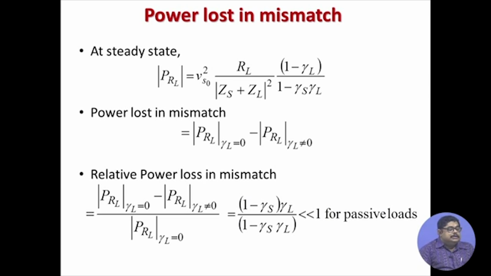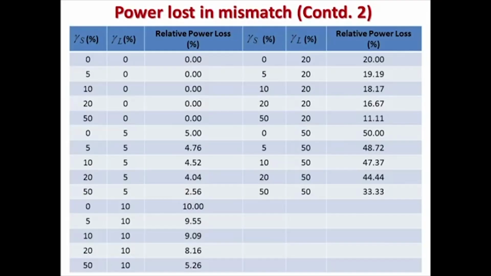So, this is much less for passive loads, because for passive loads all these reflection coefficients are less than 1. We have seen while describing the Smith chart that if this reflection coefficient becomes greater than 1, that means we have active devices present, oscillations present, etc. But in case of these loads, if we assume passive loads, then this value is much less than 1.